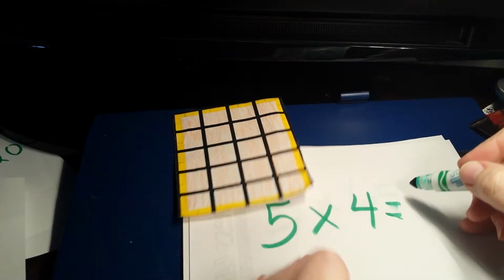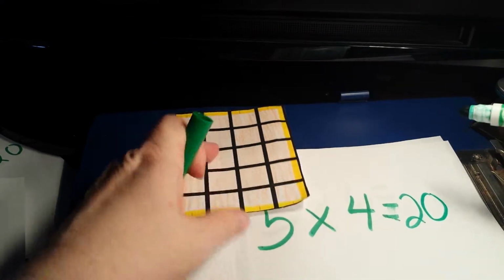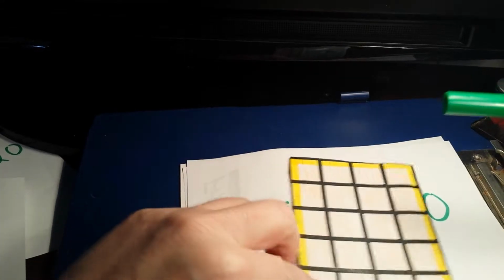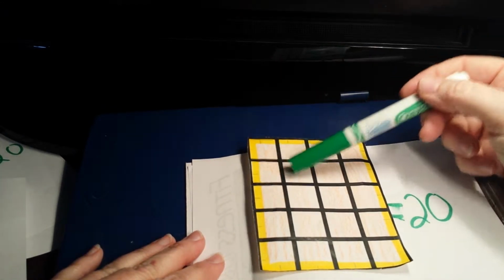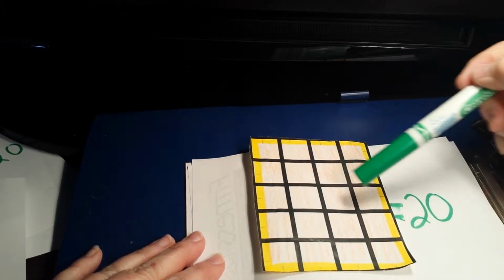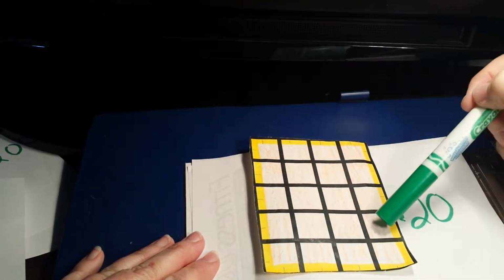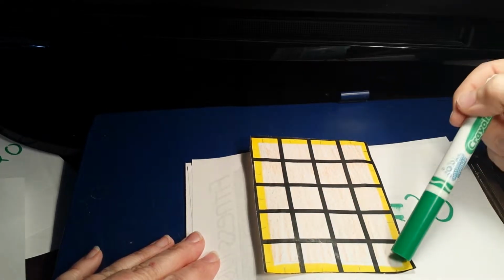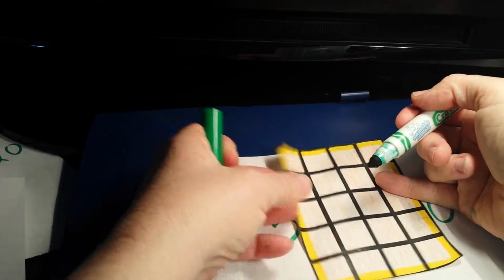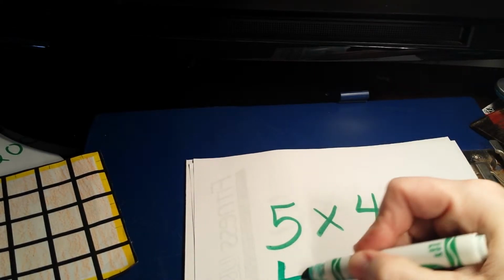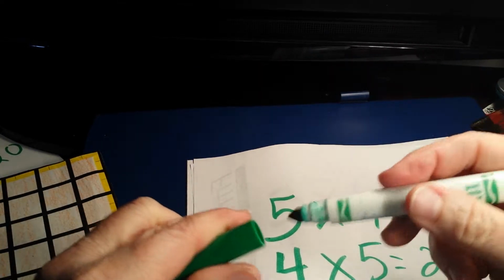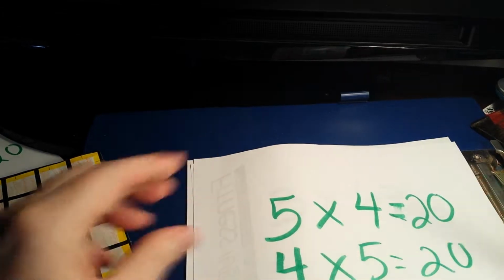and we know it's 20, but let's count just so you can see. 1, 2, 3, 4, 5, 6, 7, 8, 9, 10, 11, 12, 13, 14, 15, 16, 17, 18, 19, 20. We know that 5 times 4 equals 20, or we could say 4 times 5 equals 20. We can turn those facts around. Let's do one more.